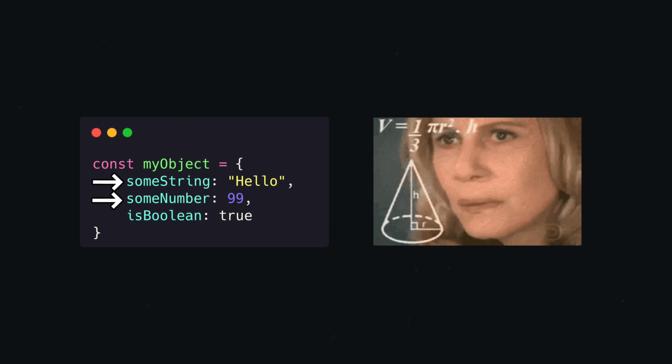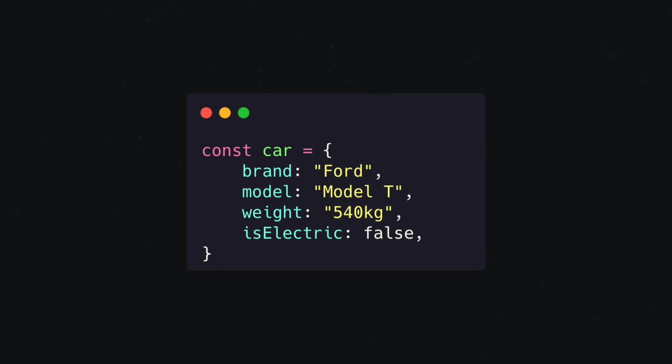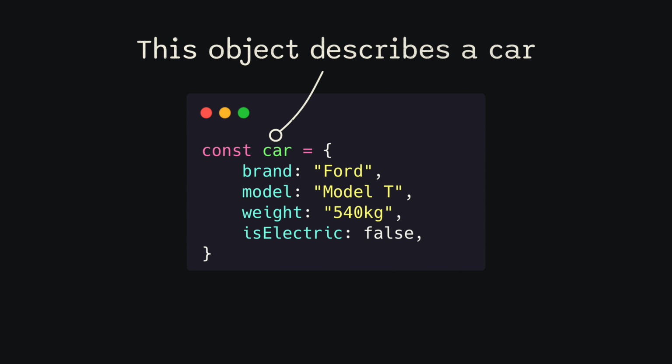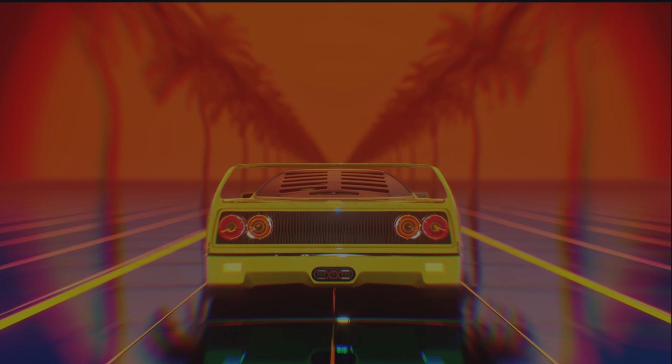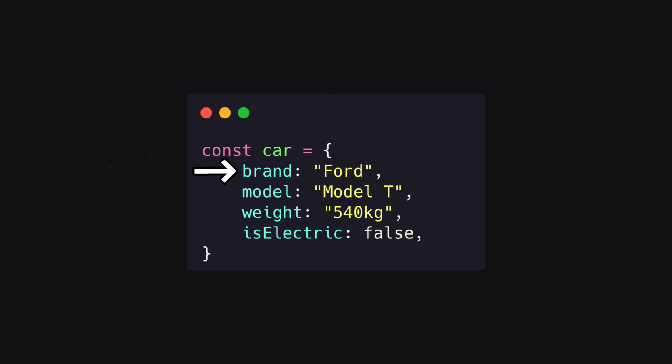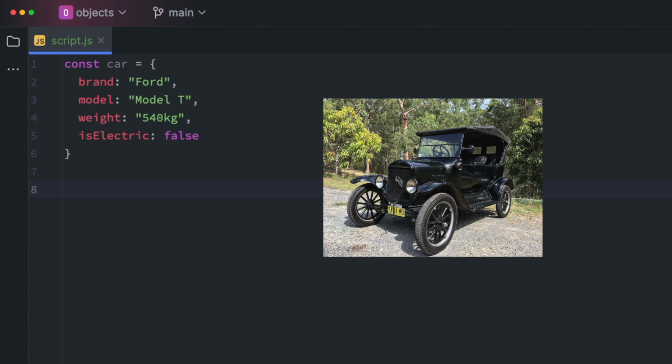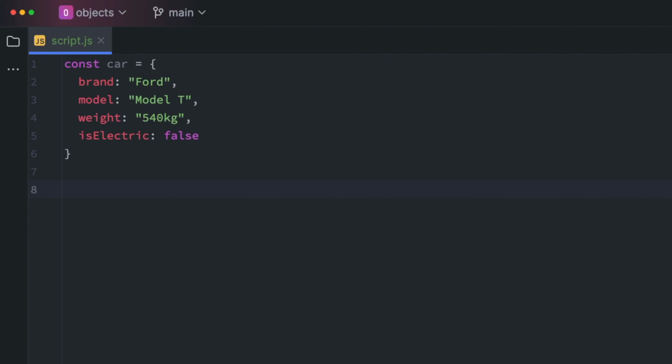JavaScript objects are complex variables that can hold many other variables. Take a look at this example. This is an object which describes a car. Each car has a brand, model, a weight, and a boolean, whether it's electric or not. Here we have a Ford Model T, which weighs exactly 550 kilos and is not electric.